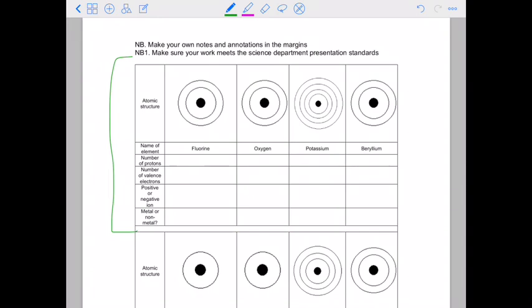So fluorine has the atomic number of 9, oxygen has the atomic number of 8, potassium has the atomic number of 19, and beryllium has the atomic number of 4. So pause the video, draw your electrons for all 4, and then write the number of protons, the number of valence electrons, is it a positive or negative ion, and is it a metal or a non-metal.